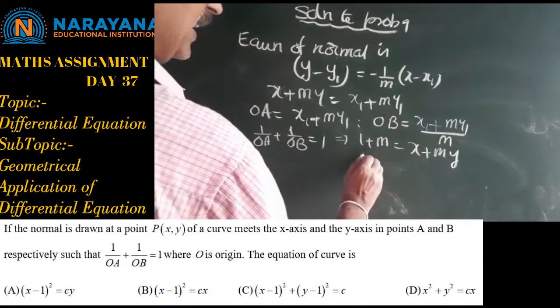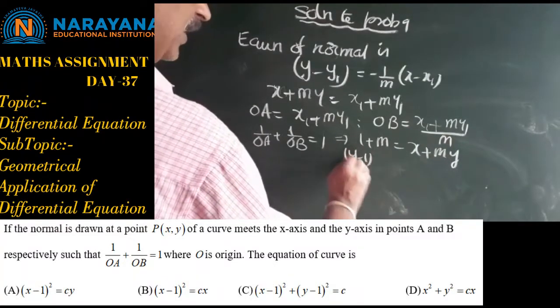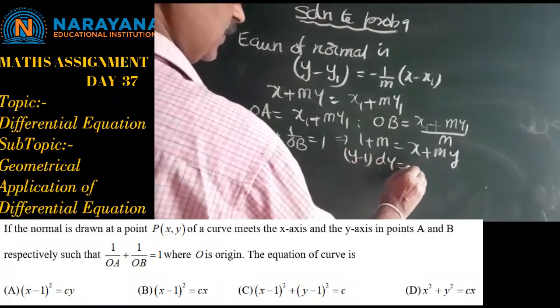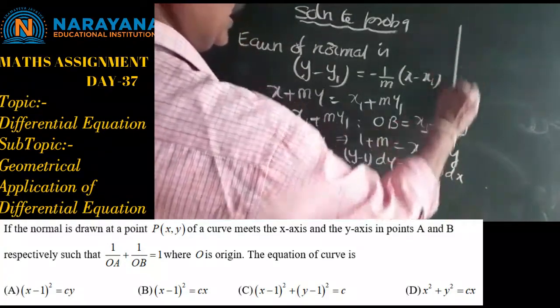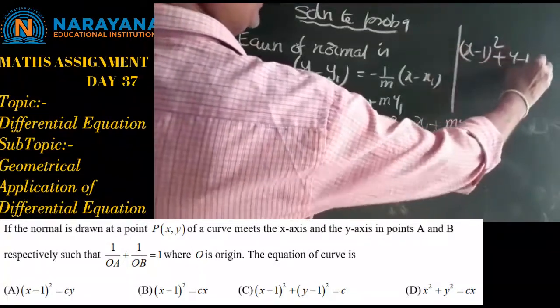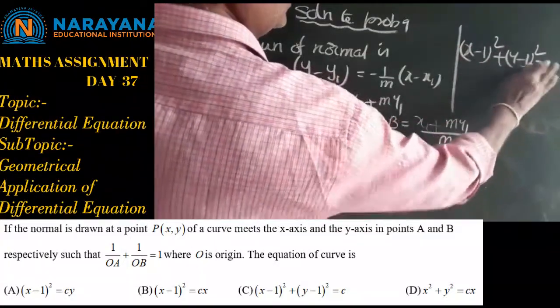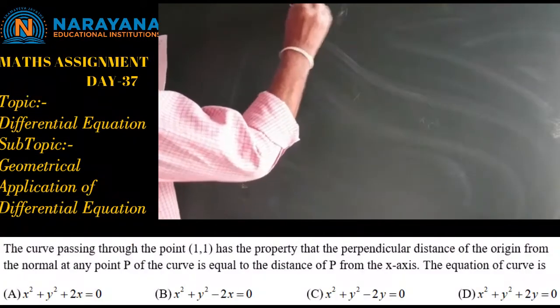From this we can get m, which is written as dy by dx. So y minus 1 into dy is equal to minus of x minus 1 into dx. And after integrating, you can get x minus 1 whole square plus y minus 1 whole square equal to a constant. That is the answer. Solution to problem 10.